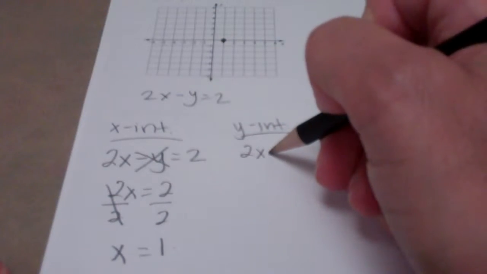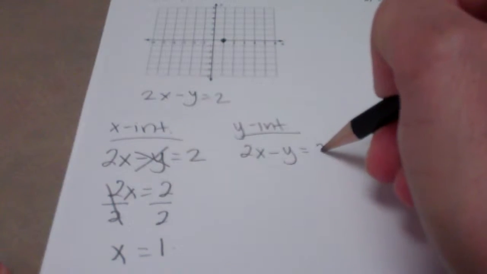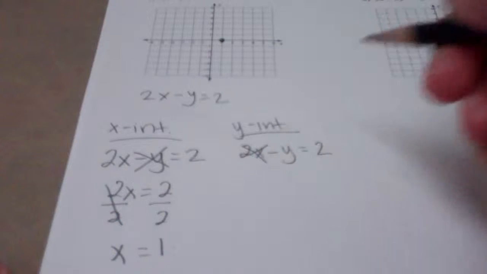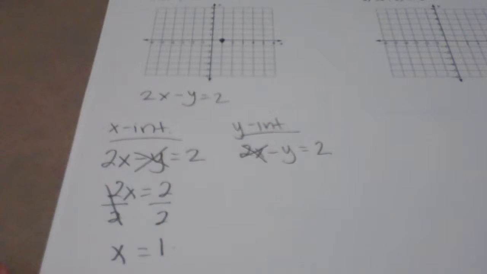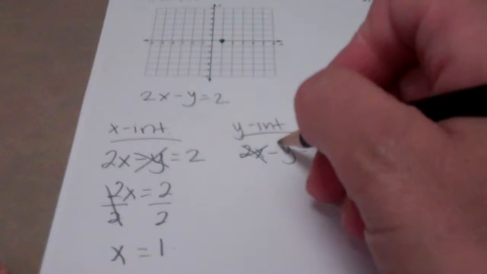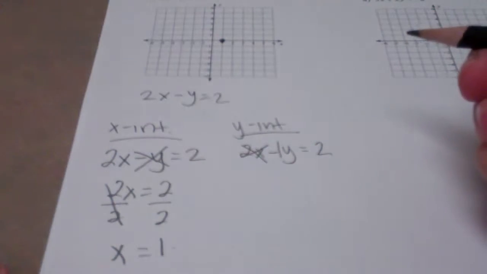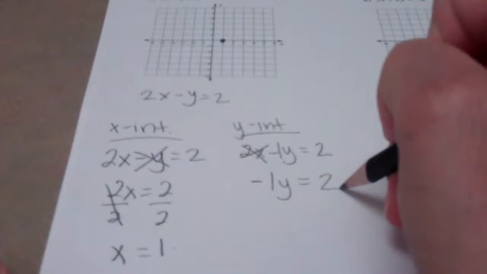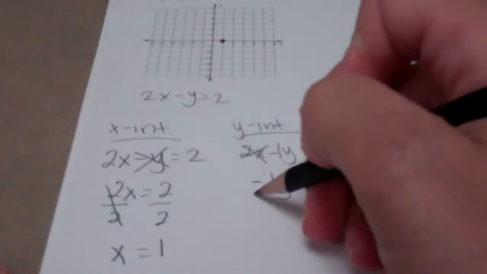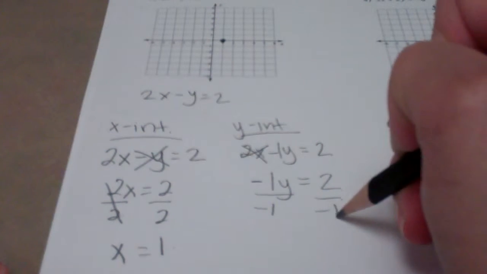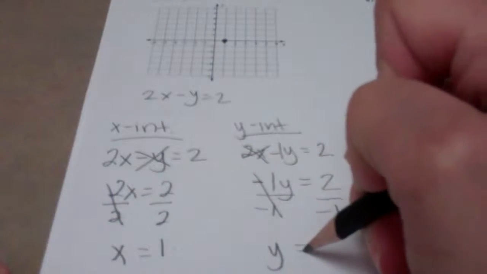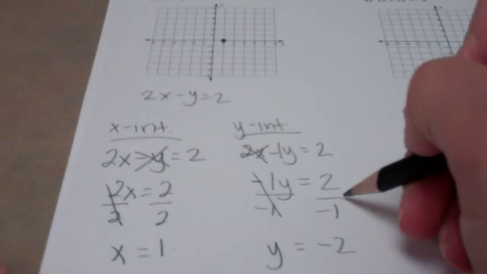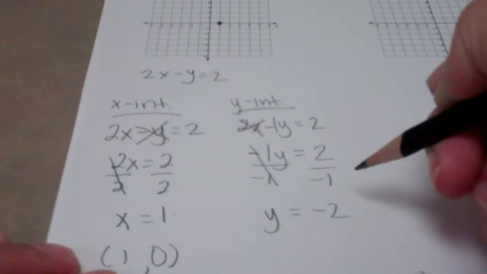Let's rewrite the equation. 2x minus y equals 2. We need to find the value of y, so let's cross that out. This is really -1y, because we're going to put our 1's in. So I'm going to rewrite this as -1y equals 2. We need the value of y, so let's divide both sides by -1. So y equals -2, because 2 divided by -1 is -2.